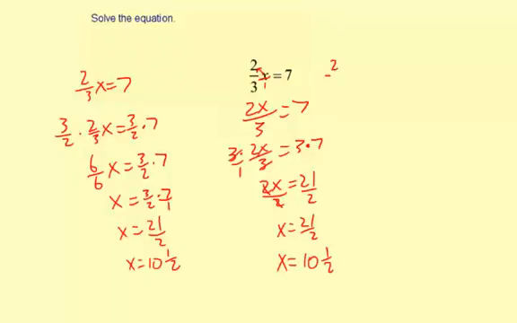So it'll be 2/3 times 21/2 equals 7. That's what we want to know. Is it equal to 7? So put a question mark. Well, let's see. We'll cross multiply here.